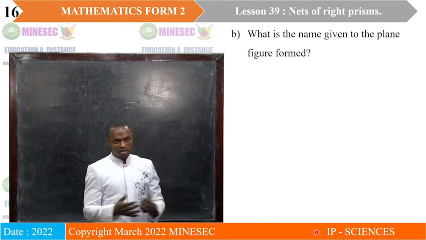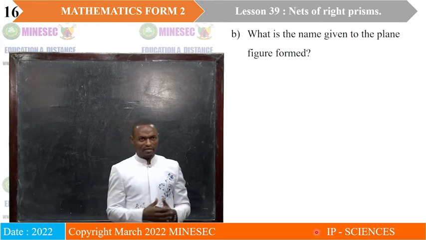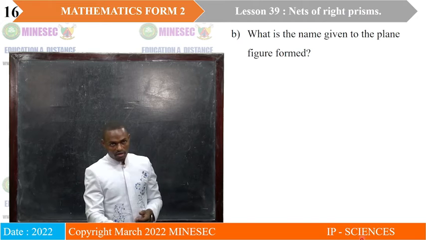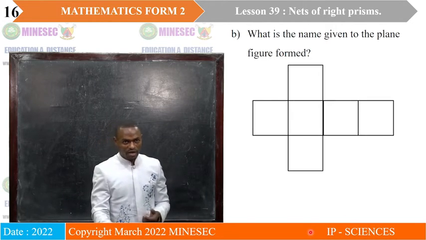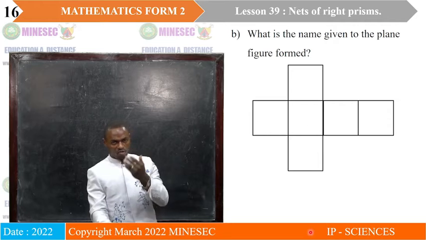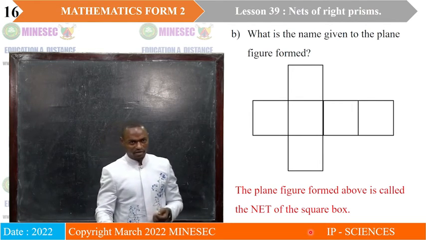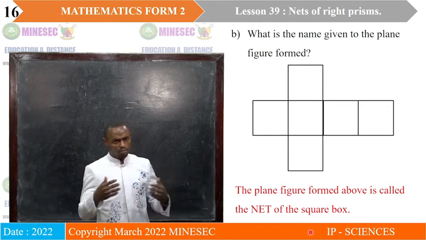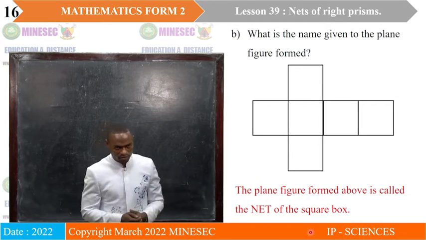So what is the name given to the plane figure formed? This plane figure, which is what you see displayed, is actually called the net of a cube or the net of a square box.